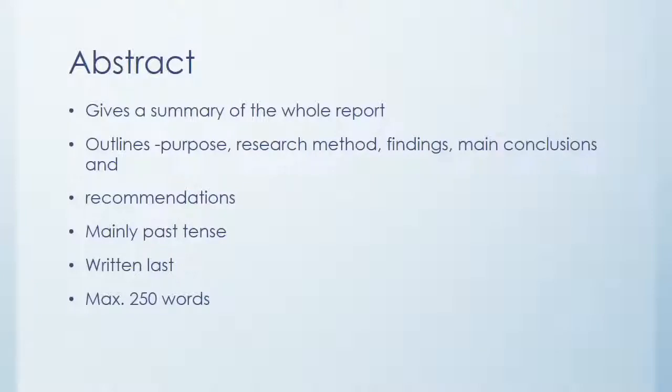Also, the abstract is something that we should do at the end. Once you carry out your research and you have written your report, you have to summarize your project, the report. Give a summary of the whole report. It outlines what? The purpose, research method, findings, main conclusions, and recommendations. It should mainly be written in past tense because it's something that you have done already, and it should consist of a maximum of 250 words. You have to do it last. Once you have written down your report, you have to now summarize.